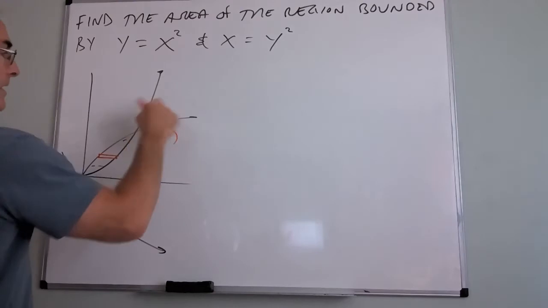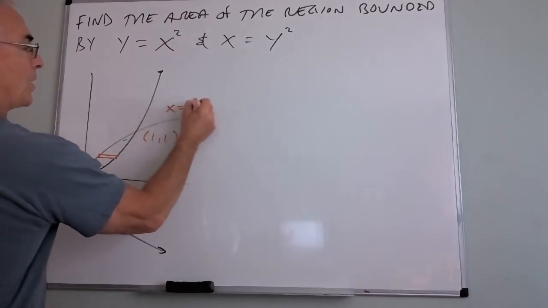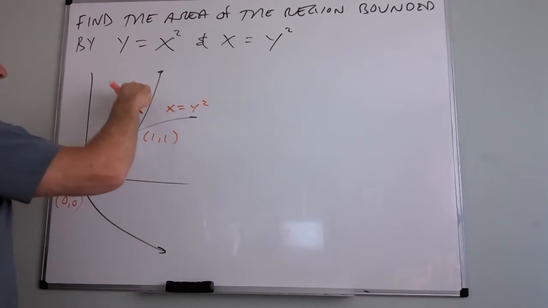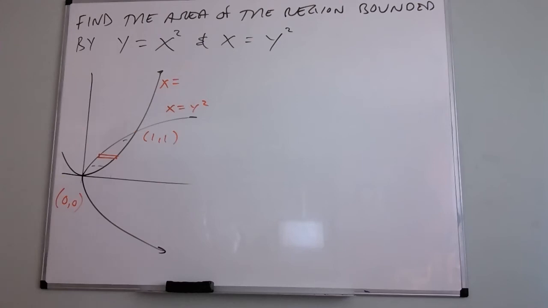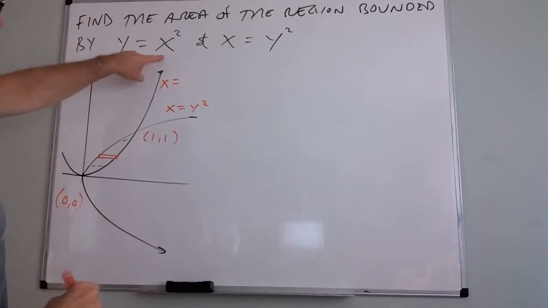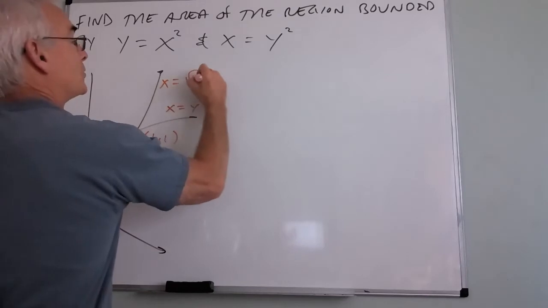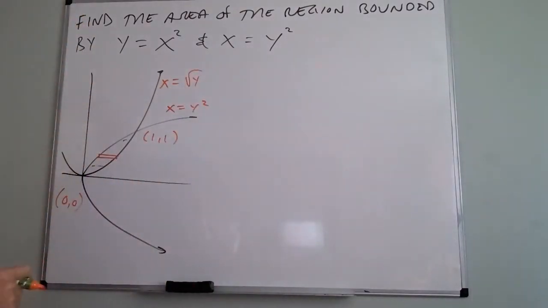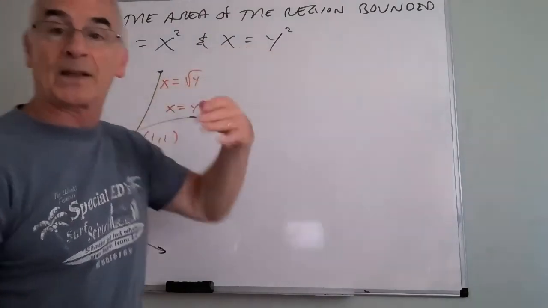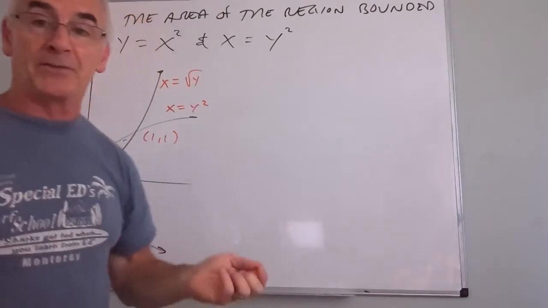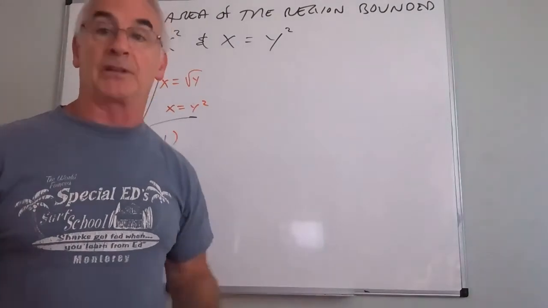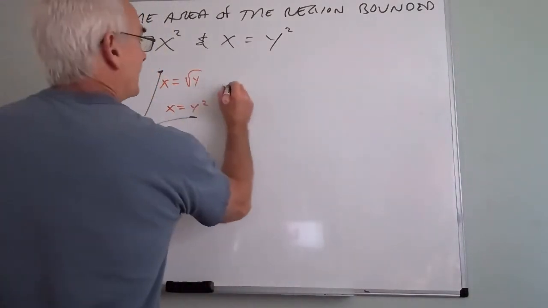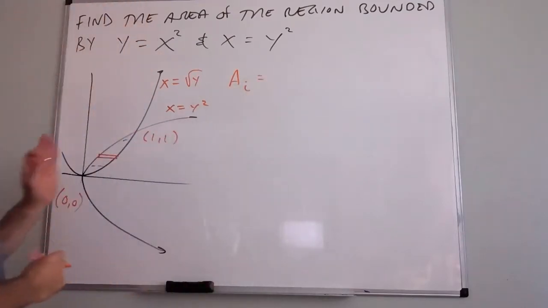So right now, this curve is x equals y squared. What's this curve? It's y equals x squared, but it's x equals what? X equals root y, and it would be the positive square root because I'm in the first quadrant. By the way, if we had done vertical rectangles, I would have needed to change this to y equals square root of x. So the amount of work required for a horizontal versus a vertical rectangle in this problem will be absolutely identical.